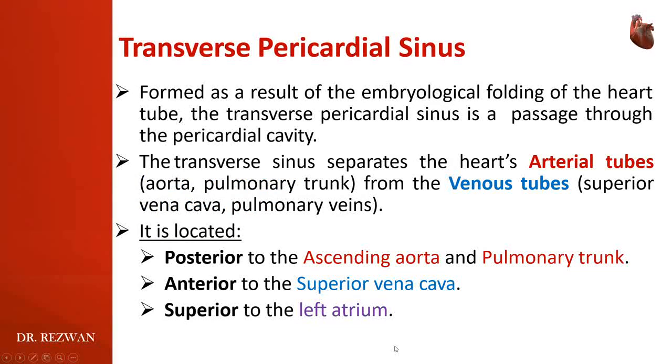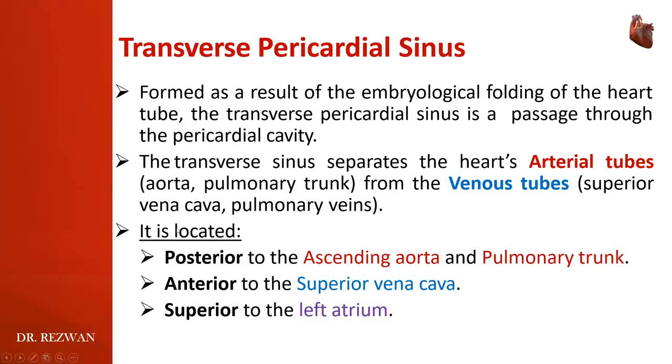So let's talk about the transverse pericardial sinus, which is formed as a result of the embryological folding of the heart. The transverse pericardial sinus is a passage through the pericardial cavity. The transverse sinus separates the heart's arterial tube from the venous tube. That means this sinus is present in between the arterial tube and the venous tube. The arterial tube includes the aorta and the pulmonary trunk, whereas the venous tubes are the vena cava and the pulmonary veins, especially the superior vena cava.